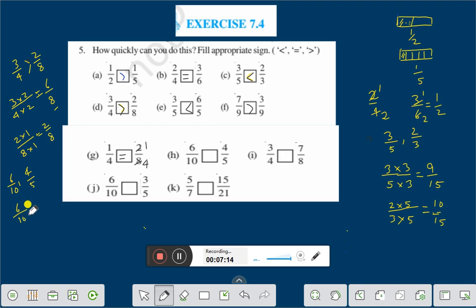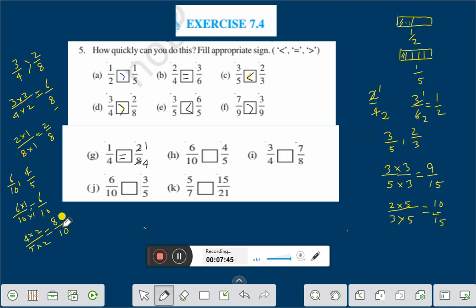You have to multiply 10 with 1, and it is also multiplied with 1. That is, it is 6 by 10. And 4 by 5. You have to multiply 5 with the number 2 to get 10. That means you have to multiply 4 with 2 also. Then what you are getting, you see, that is 8 by 10.